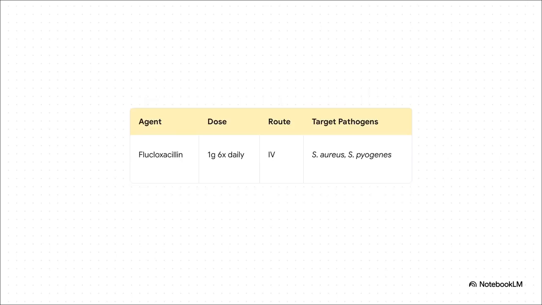Now, what if the infection started from direct trauma or after a surgery? Well, our list of suspects narrows down dramatically. We're laser-focused on the big guns of skin and soft tissue infections, Staph aureus and Strep pyogenes. And for that, we pivot our strategy. We bring in a more targeted weapon, like high-dose IV flucloxacillin, to really hammer those specific pathogens.